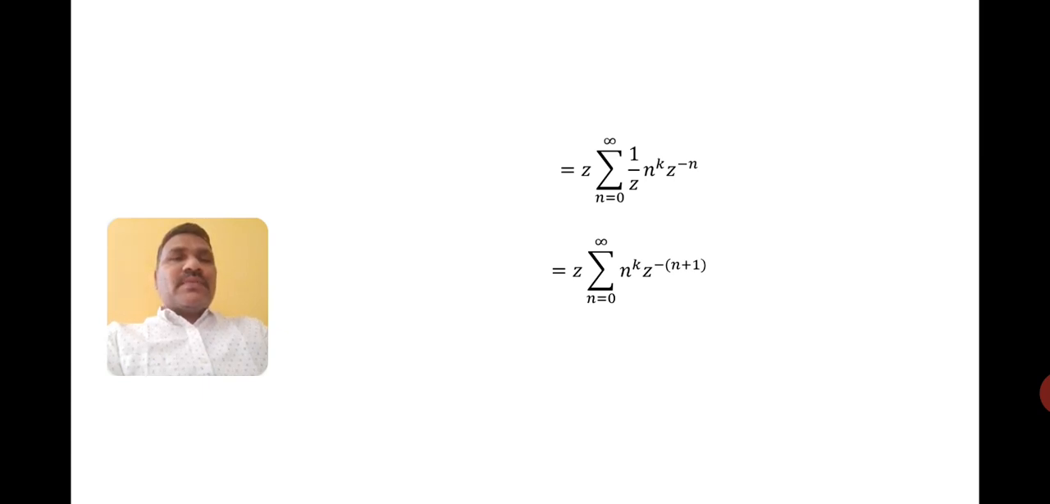z summation n runs from 0 to infinity, n to the power k, z to the power minus (n plus 1). Where has this extra 1 come from? Because I have multiplied and divided by z, and 1 by z is taken into account. Therefore, z to the power minus (n plus 1) it is.